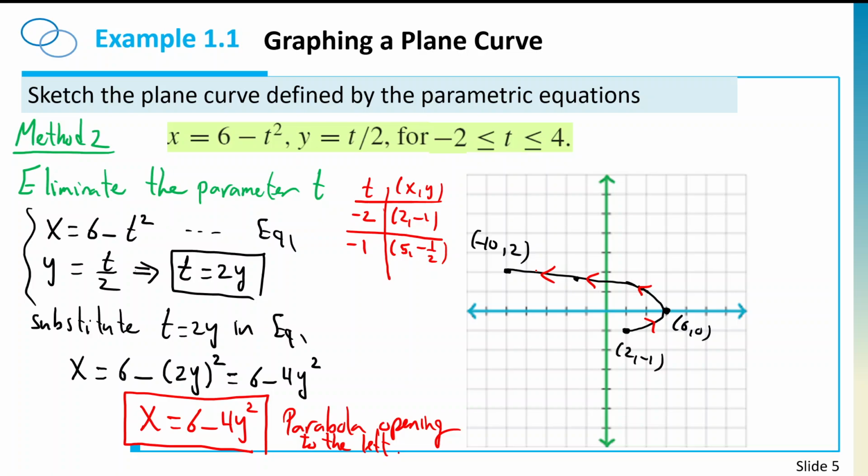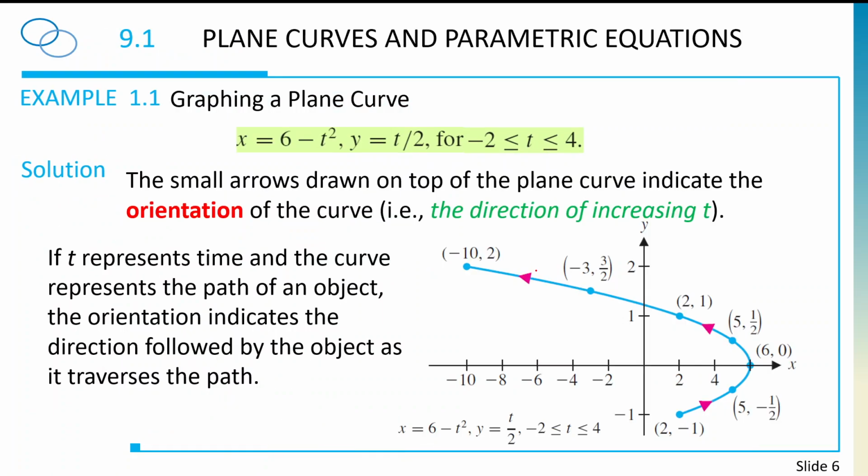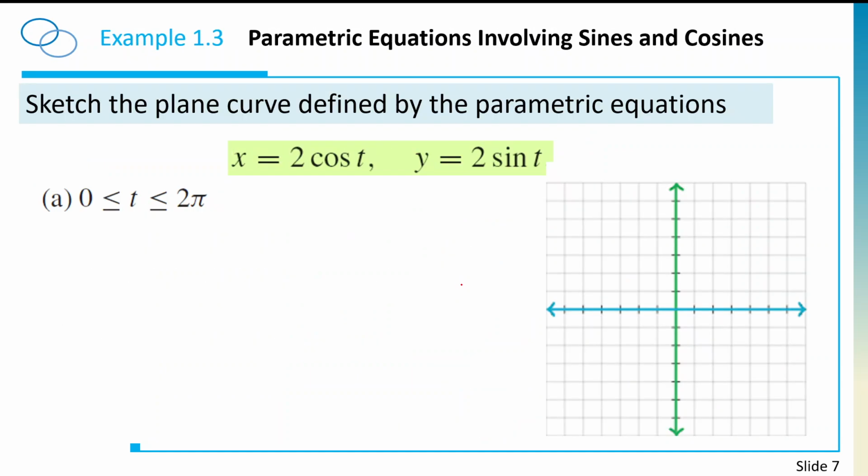Now let's move to another example. This is the graph. It's showing you just the graph for the first function. This is 1.1. Now we'll move to question 1.3. In example 1.3, we need to sketch the plane curves defined by the parametric equations x equals 2 cosine of t, y equals 2 sine of t.